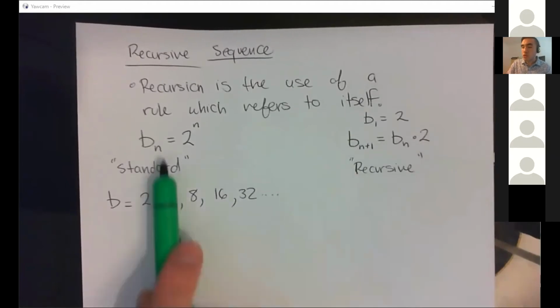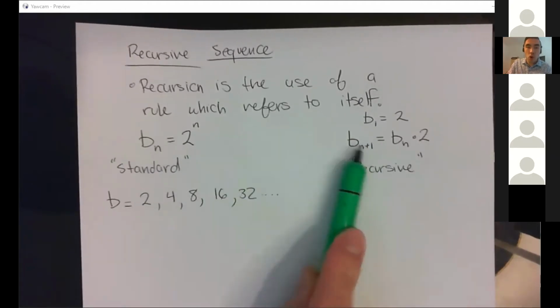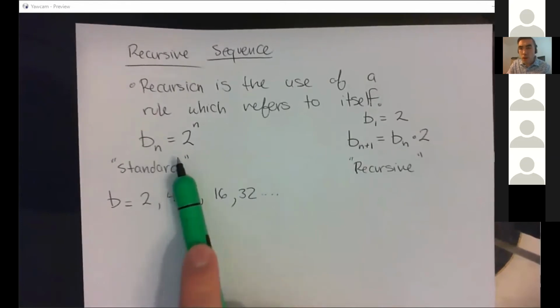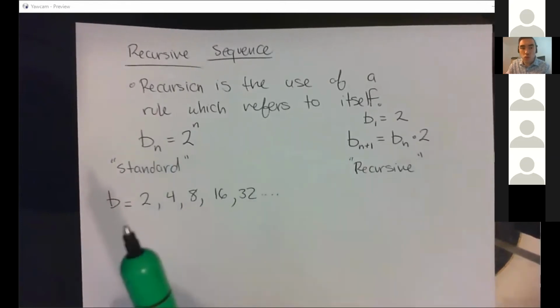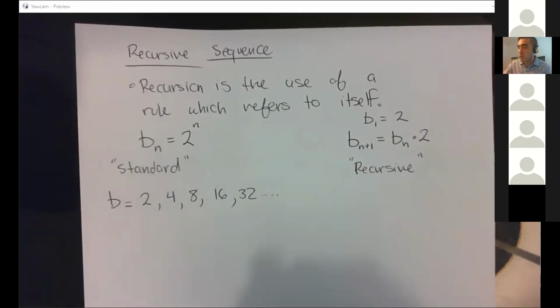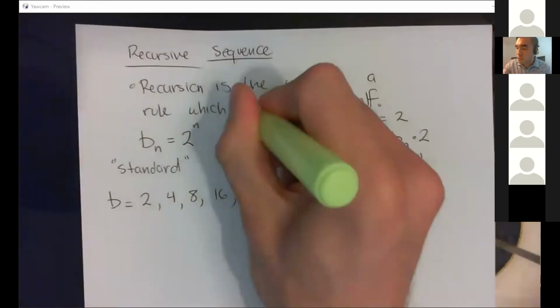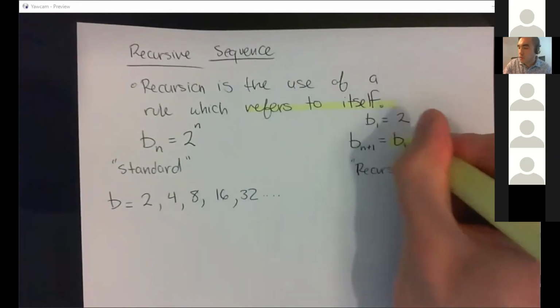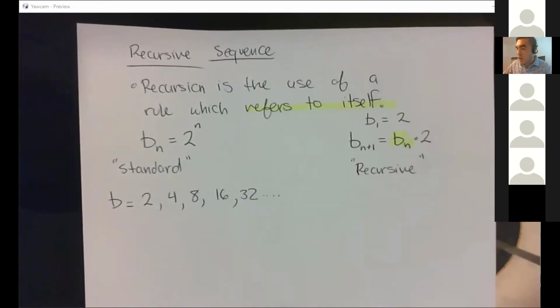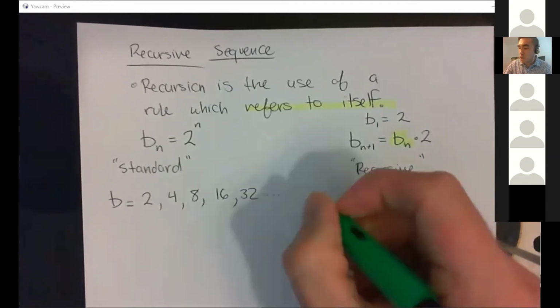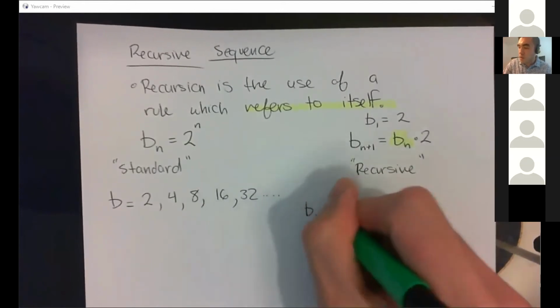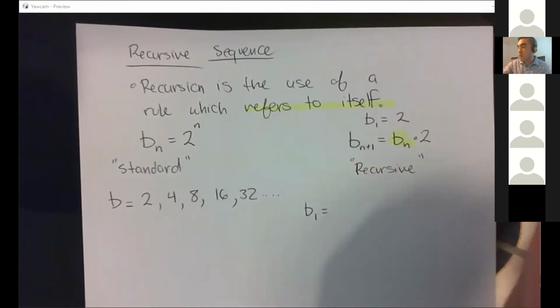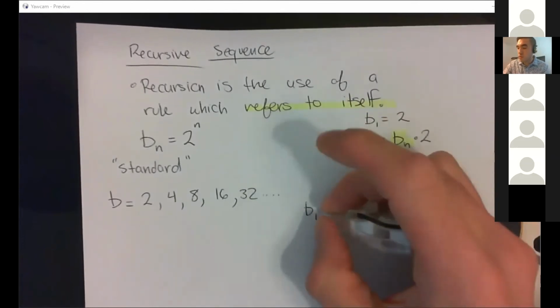And so these two ways of writing down this sequence are equivalent to each other. There's no difference in the list generated by these rule sets. It's just different ways of writing down the exact same information. Recursion refers to itself. This equation is referring to itself right here. And if we took these instructions and followed them, well, b sub 1, my first entry, is equal to 2.